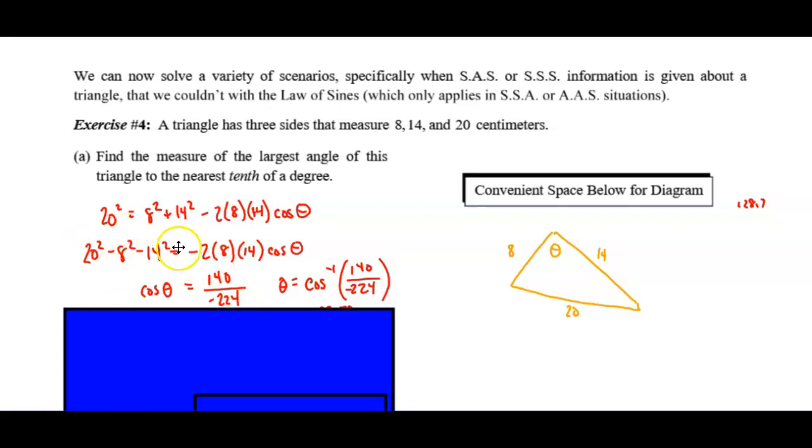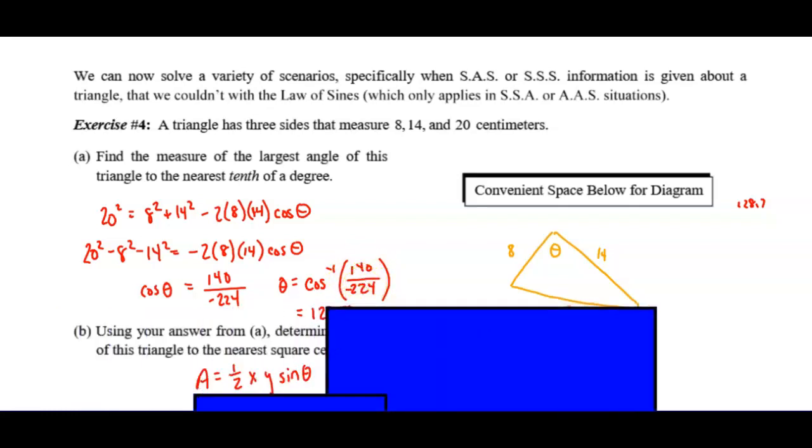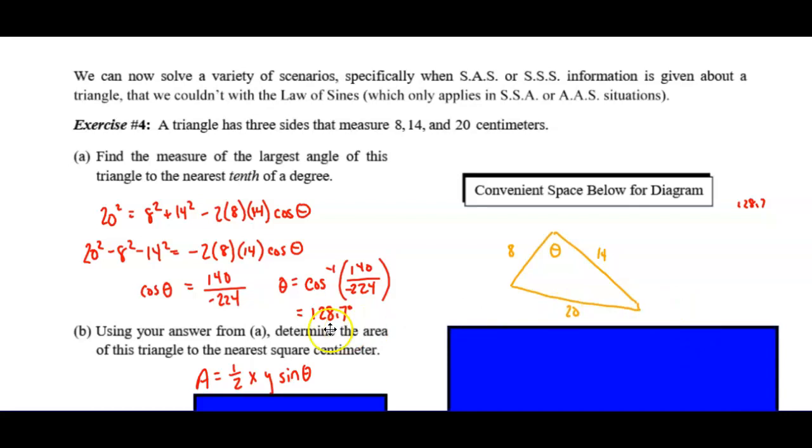So this came out to 140. Coefficients came out to negative 224. So I divide by the negative 224. I do an inverse cosine. This is a negative fraction. When there's a negative fraction, cosine is going to come up with an obtuse answer.